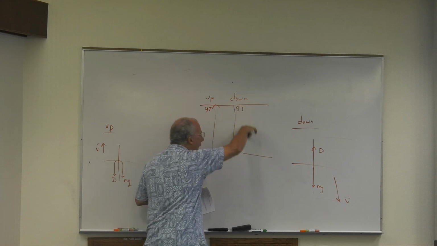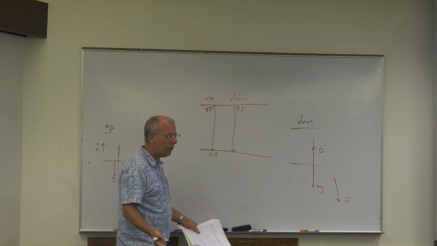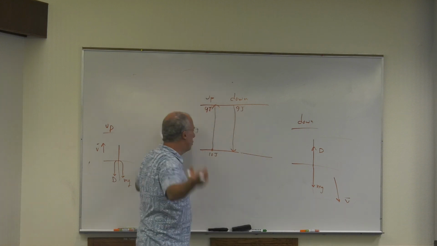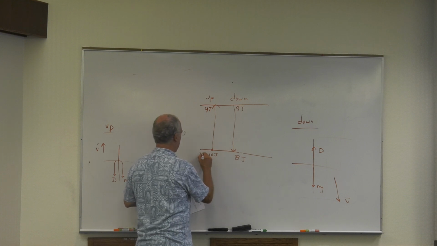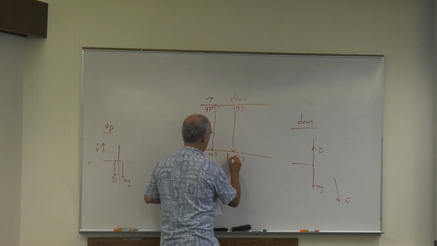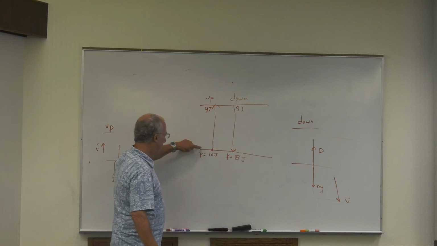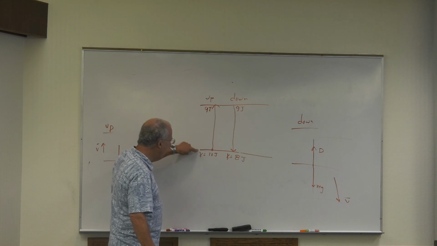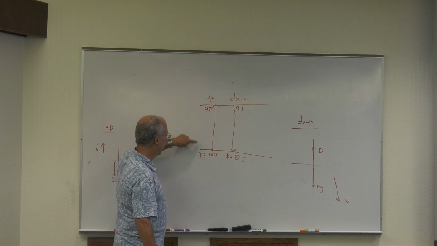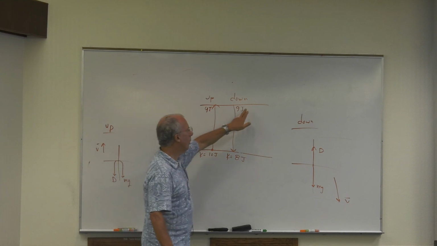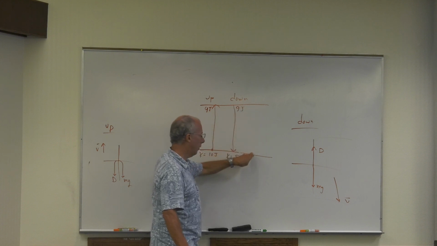Now, when we're going down, we still have drag, right? Let's say we waste another joule, so we have 8 joules of kinetic energy here. So look, on the way up we had 10 joules of kinetic energy, but on the way down we only had 9 to start with, and it only went to 8.